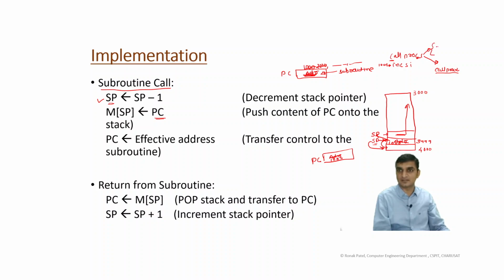Suppose the code is like this, call PROC2, and then INC AL. I am just assuming this. So it will store the address of this INC AL here, because this is 200. 200 will be stored here. Once this subroutine is served, the return is this instruction, right? That value will be loaded in the program counter, and then the next instruction will be executed.